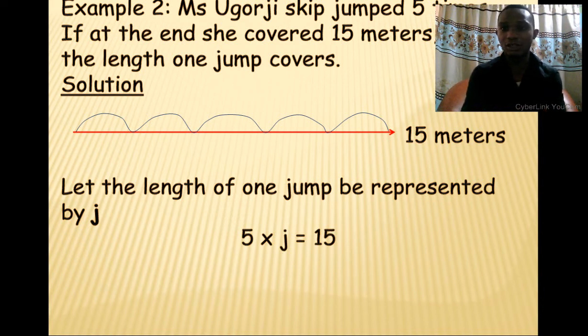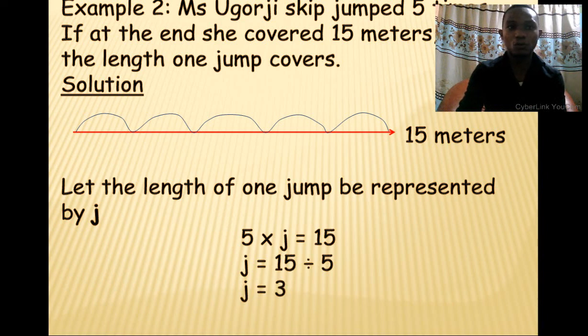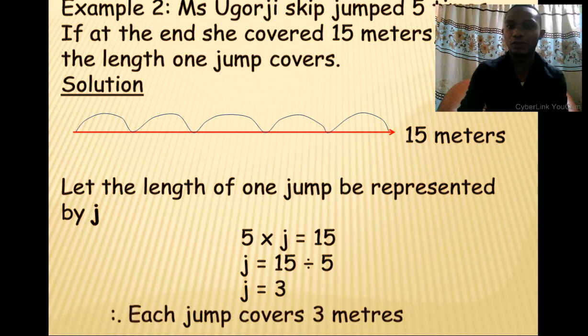Now we have an equation, right? Now the opposite of multiplication is division. Then we have 5 times J is equal to 15. The coefficient there would definitely move to the other side to divide. Then we have J is equal to 15 divided by 5. That gives us 3. That means one jump covers 3 meters.